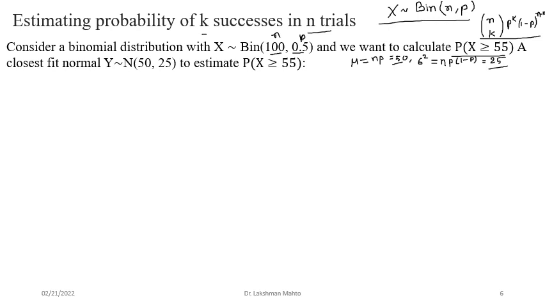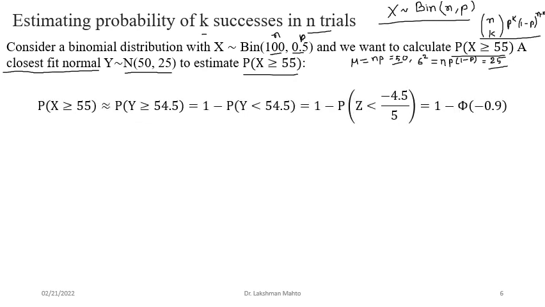Now we try to approximate the modeling of the possible values of x by a normal distribution. So we will define a closest fit normal distribution. What does it mean? It means we define a normal distribution with the mean of x and the variance of x. The mean of x is 50, and the variance of x is 25. With the help of that, we define a normal distribution and name it y, and with this normal distribution we will estimate the probability. So we are trying to compute the tail probability that x is greater than or equal to 55, which is approximately equal to y.